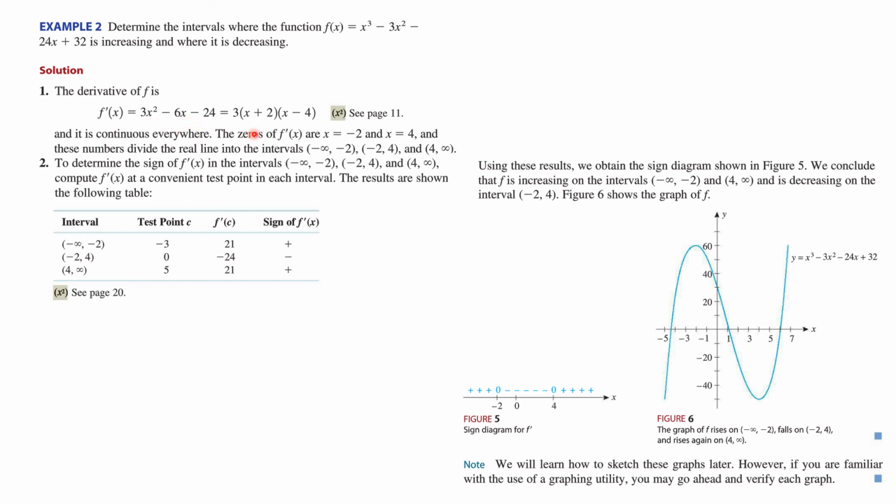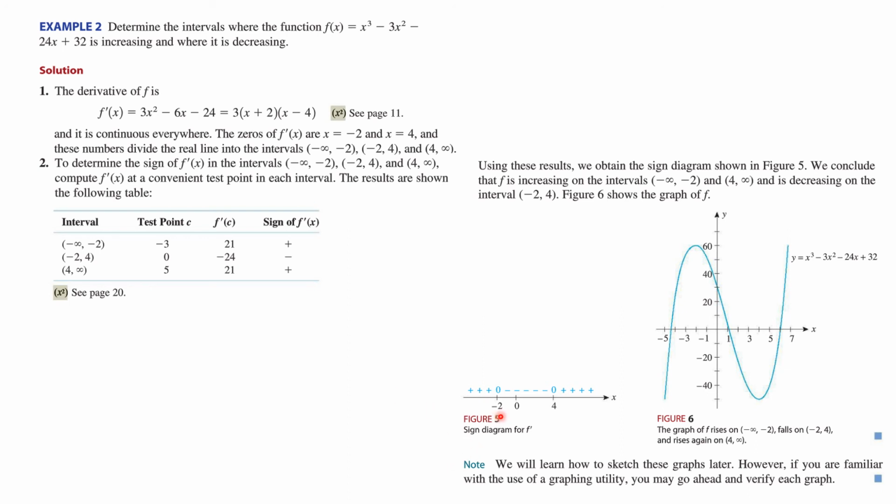So we factor this in this way. It is 3 times x plus 2 times x minus 4. And therefore, those are the zeros, and that breaks the number line into 3 intervals, from minus infinity up to minus 2, from minus 2 to 4, and from 4 to infinity. And you see we can make a little sign diagram.